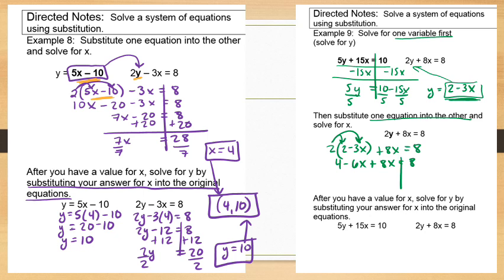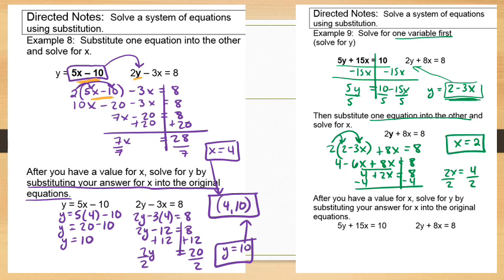Now I've got 4 plus 2x, so I'm going to go ahead and combine these together, equals 8. I'm going to subtract 4 from each side, and now I'm at 2x equals 4. I'm going to divide by 2 on each side, and so I have x equals 2.